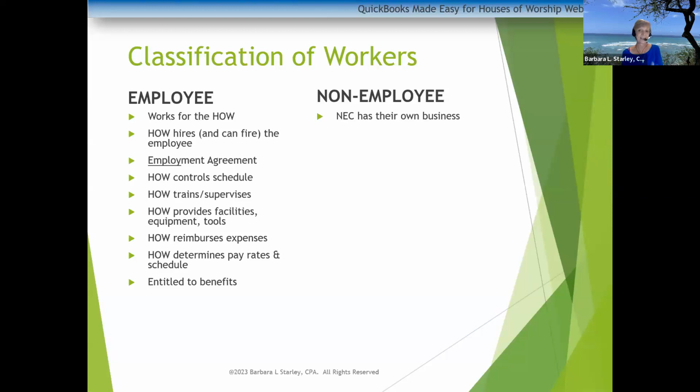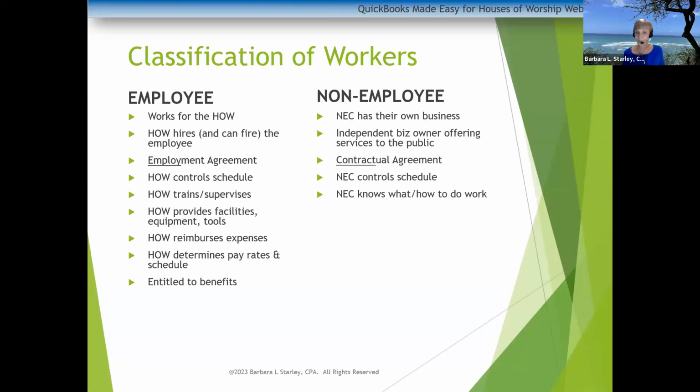So a non-employee has their own business. They're independent business owners. They offer their services to the public. They have a contractual agreement. Again, it may be in writing or it may be verbal, but it's between the non-employee and the business that they're serving. The non-employee controls their schedule. They know what they need to do and how they need to go about doing it. Think about a tax preparer, right? They don't come and ask you, well, what do I need to do? And you're not going to supervise or oversee that.